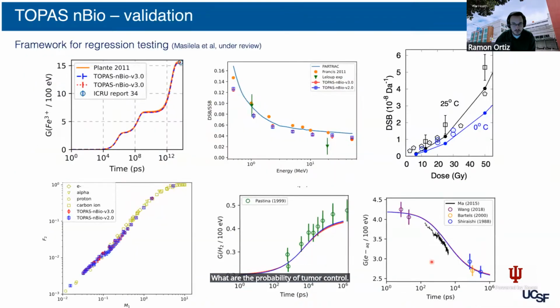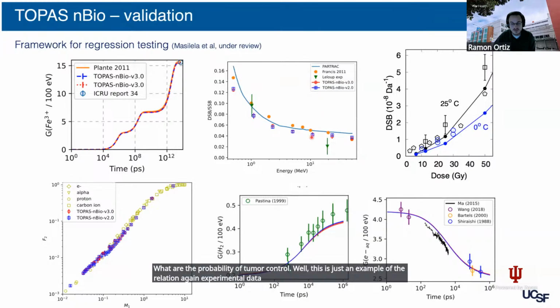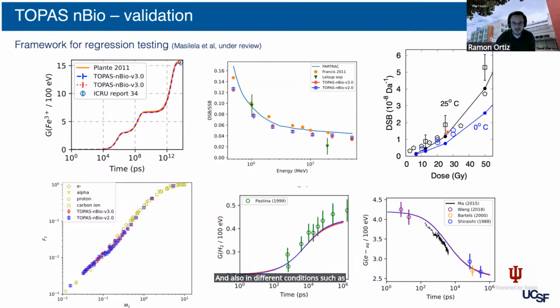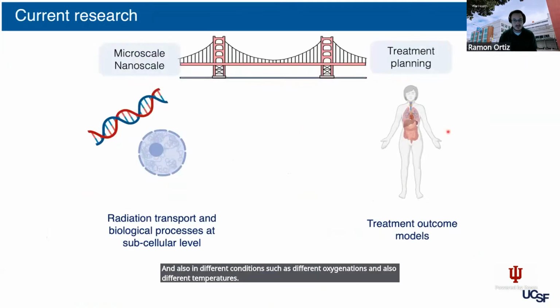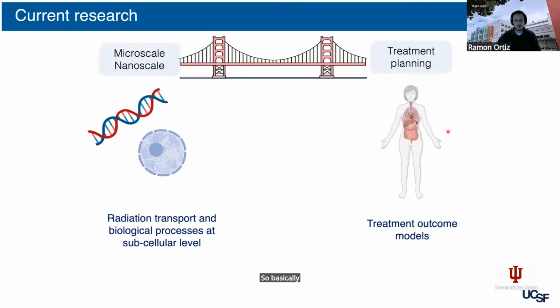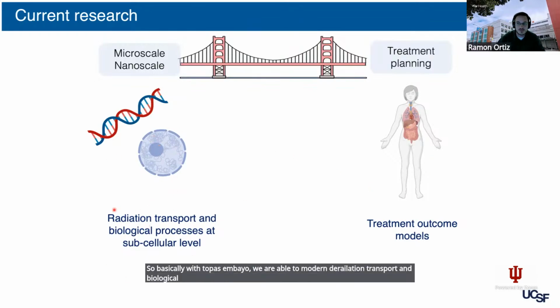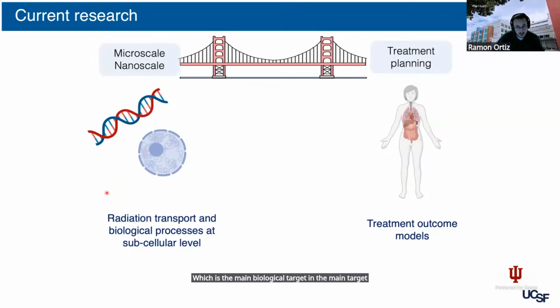Well, this is just an example of the validation against experimental data, for example, of the quantities that can be calculated in TOPAS-nBio, such as nanodosimetric quantities, the yield of single and double strand breaks, and also in different conditions, such as different oxygenations and different temperatures. So basically, with TOPAS-nBio, we are able to model the radiation transport and biological processes at subcellular level, mainly at the DNA level, which is the main biological target in conventional radiotherapy.